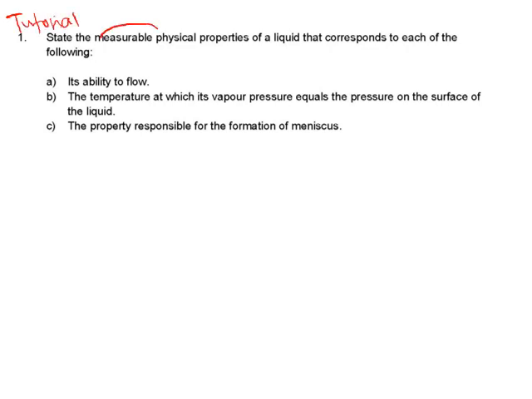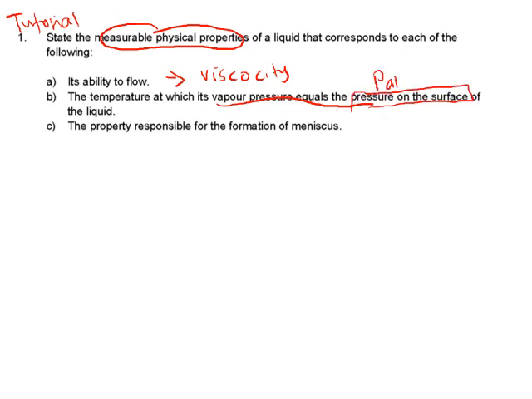State the measurable physical properties of a liquid based on the following terms. The ability to flow, we will relate with the viscosity. The temperature at which the vapor pressure is equal to the atmospheric pressure. Basically, this is mean atmospheric pressure. So this refers to the temperature of boiling point.